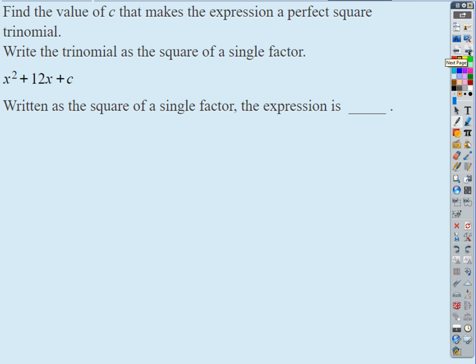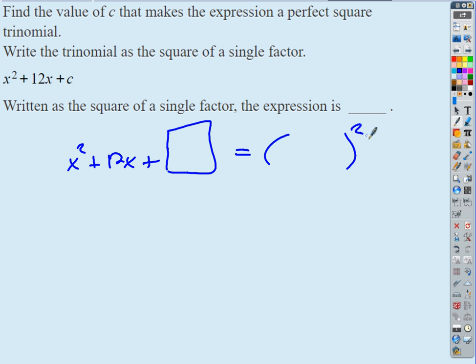This question is asking, written as the square of a single factor, what is this equal to? So we want to write x squared plus 12x plus something as something squared, and this is the answer we're looking for. Okay, so what goes here? 36. Wouldn't it be negative because the last one? No, it's the last one. Yeah, the last one was negative because this one's positive 12x.